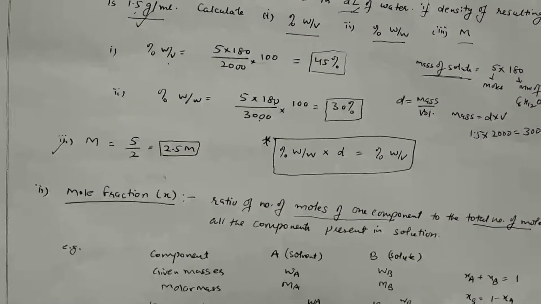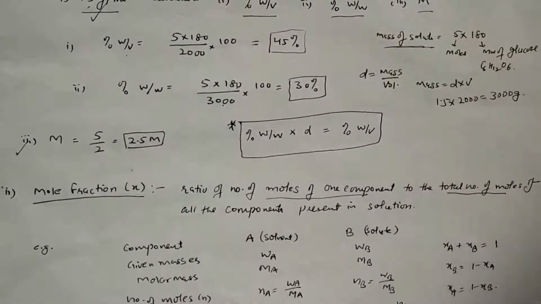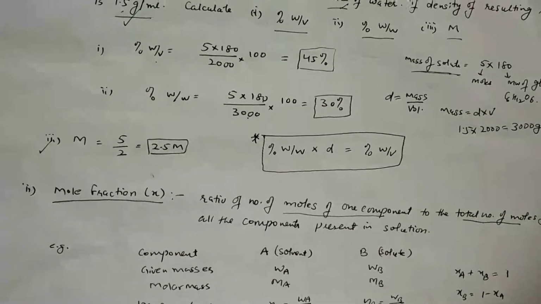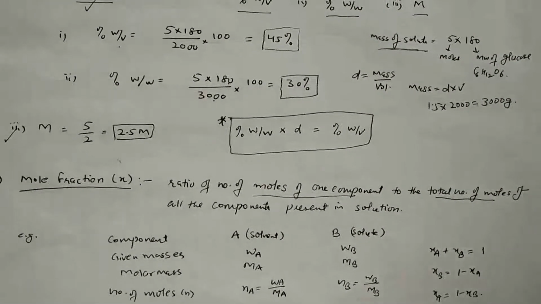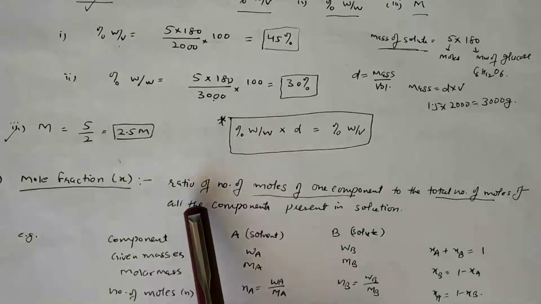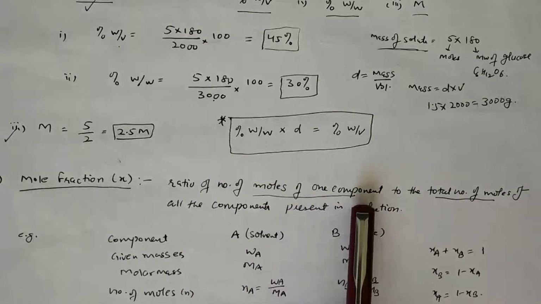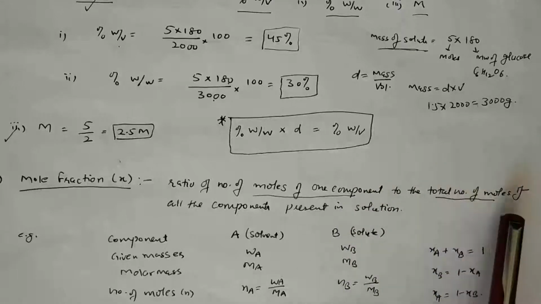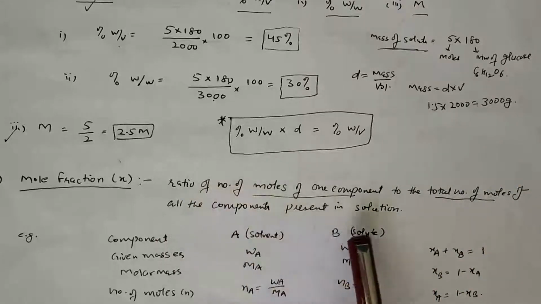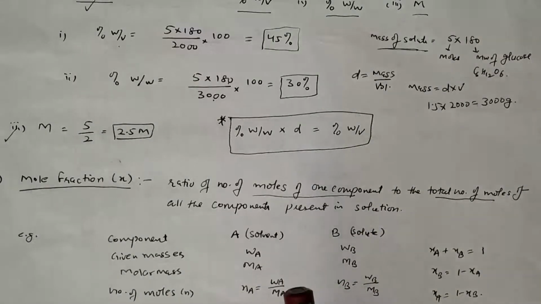Second term in group B is mole fraction. Here is the definition of mole fraction: ratio of number of moles of one particular component, which may be solute or solvent, to the total number of moles of all the components present in the solution. If you want to calculate the mole fraction of solute, you take the number of moles of solute divided by total number of moles. If you want to calculate mole fraction of solvent, take the number of moles of solvent divided by total number of moles.